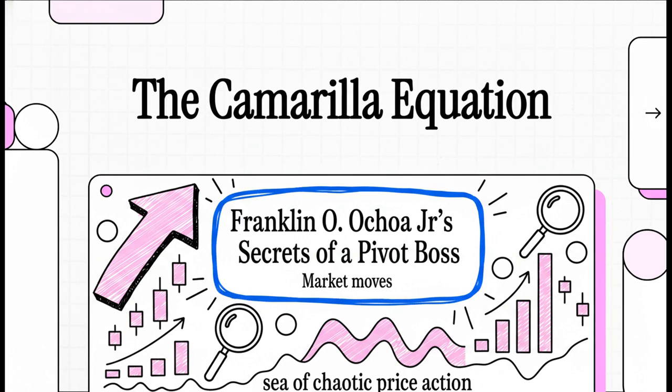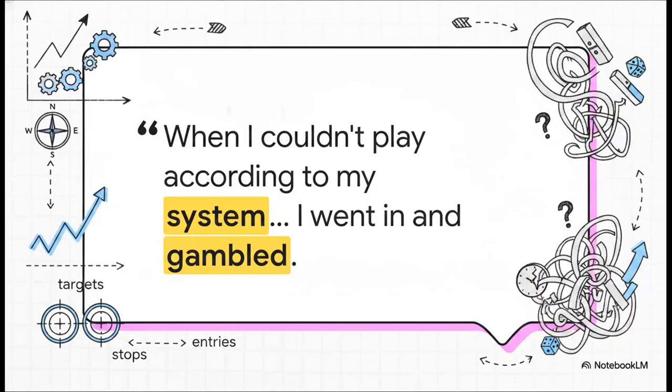And we're going to explore exactly how all of it works, from the standard formulas to advanced concepts like hidden layers and the DC3 indicator. Let's start with this fantastic quote from the legendary Jesse Livermore. He said, "When I couldn't play according to my system, which was based on study and experience, I went in and gambled." The author uses this exact idea to highlight why a structured system like the Camarilla equation is absolutely crucial. It's designed to stop you from undisciplined market gambling by giving you built-in entries, hard stops, and clear targets.